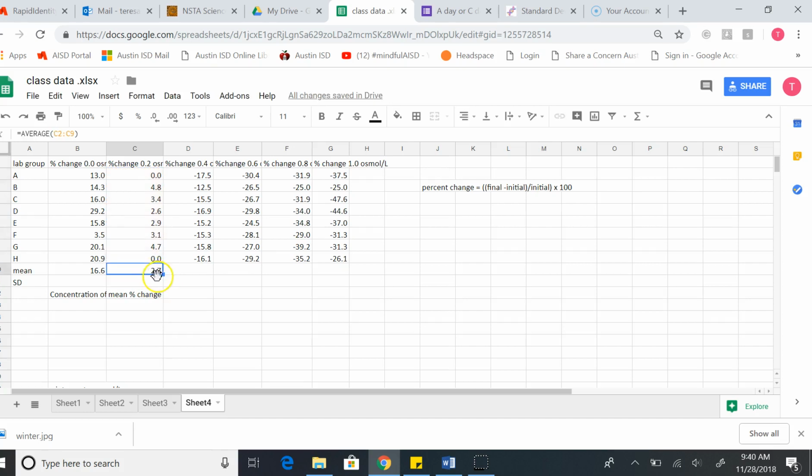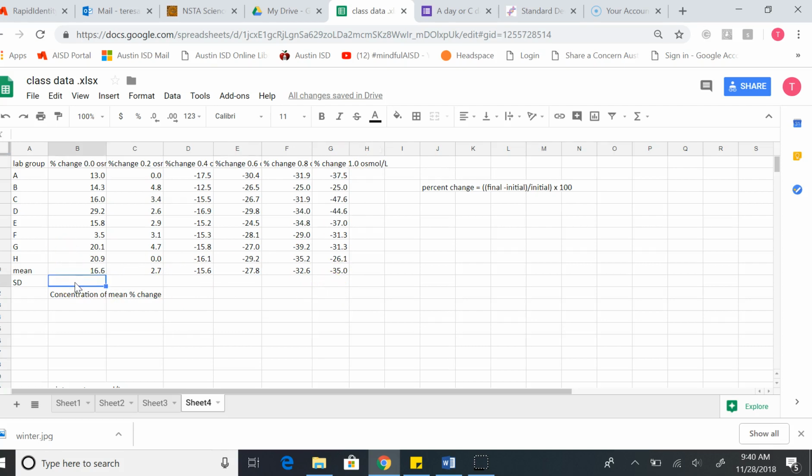Another really easy way to do this is once I've done that for my first row, if I find this little box on the corner and I pull it across, it's smart. It knows that I want it to do that same function, but instead of doing it for C2 to C9, here I want it to do it for D2 to D9 and E2 to E9. So it figures out that's what I'm trying to do. So here now I have my mean or average values at each concentration.